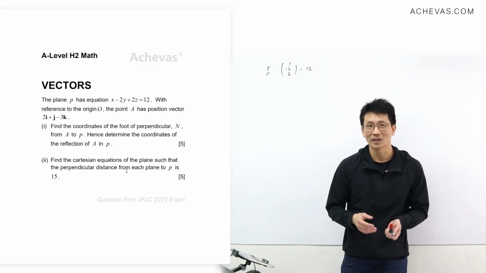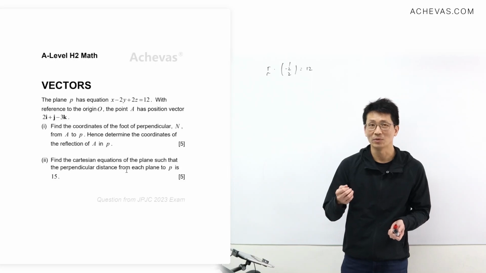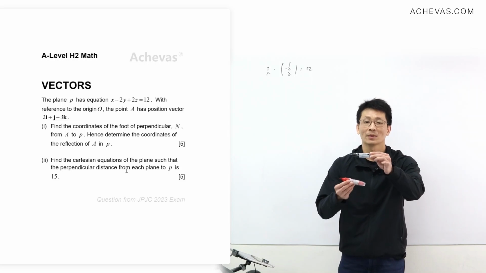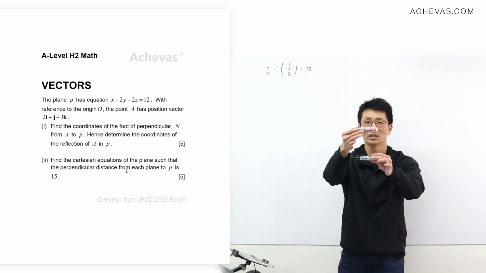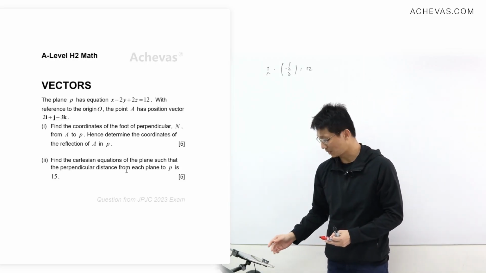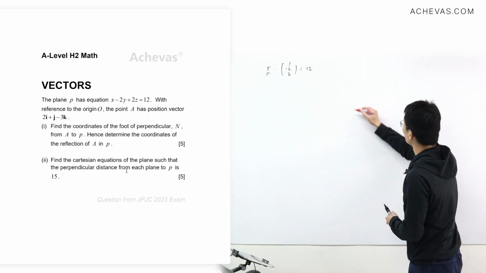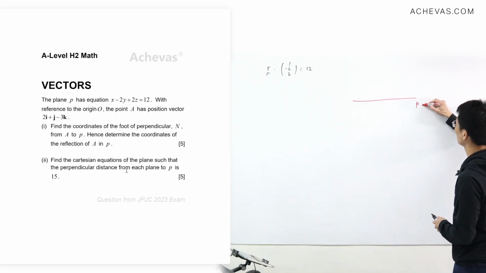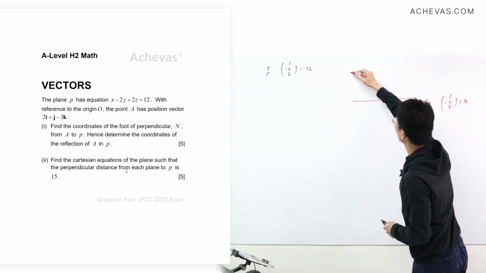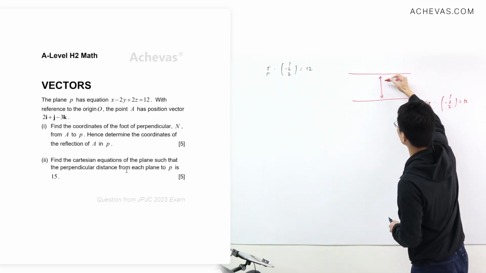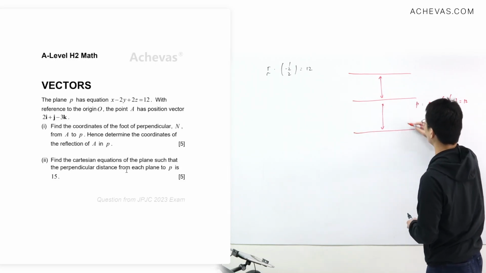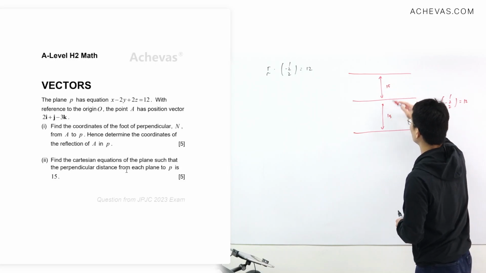The second piece of information is that there are supposed to be two planes parallel to the original plane. Assuming this is the original plane, one of the planes I need to find, 15 units away, is here, and the other will be at the bottom. Let me illustrate this scenario with a diagram. This is the original plane P, which has an equation of x minus 2y plus 2z equal to 12. One of the planes I need to find is above the original plane, and the other will be below it, 15 units away from each.